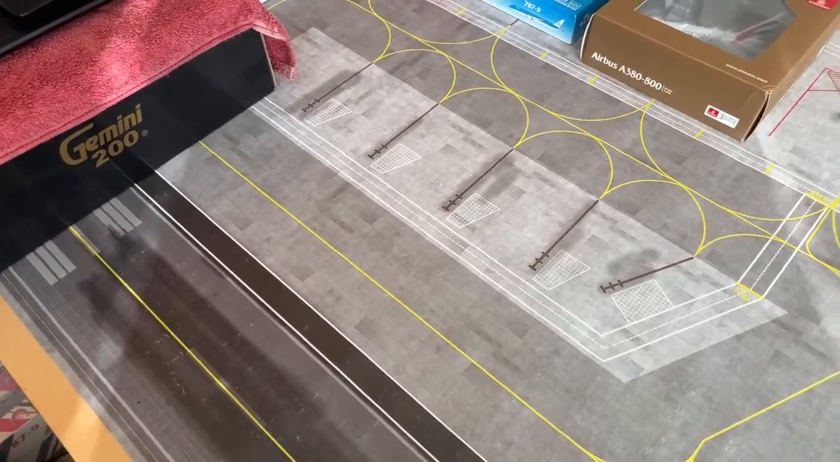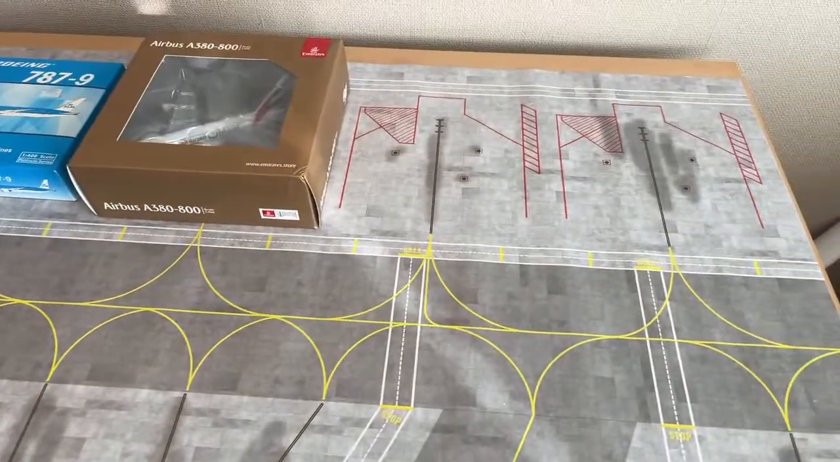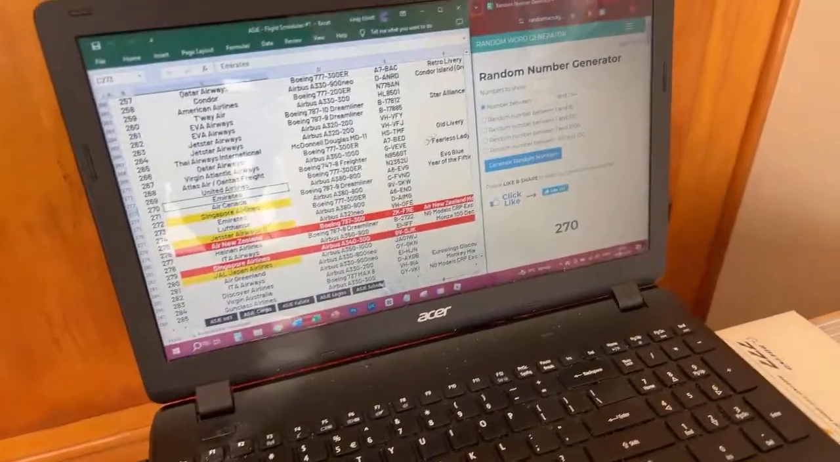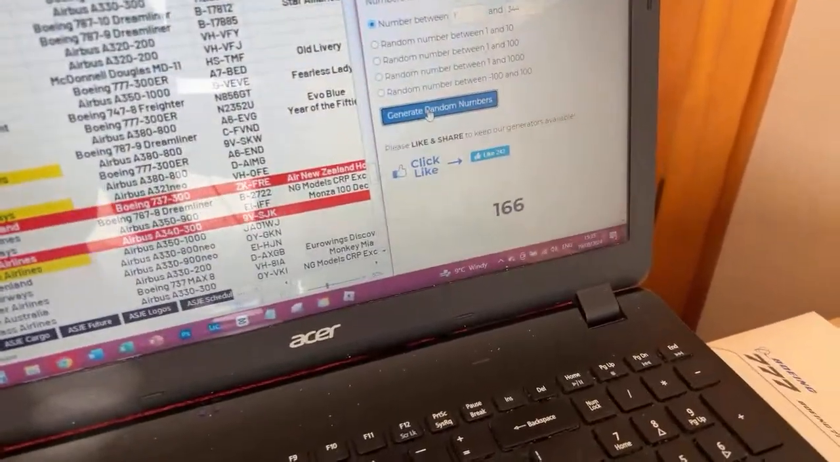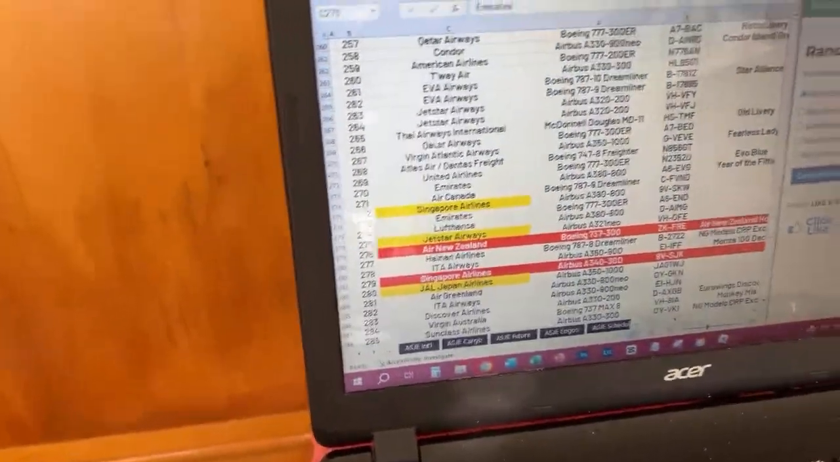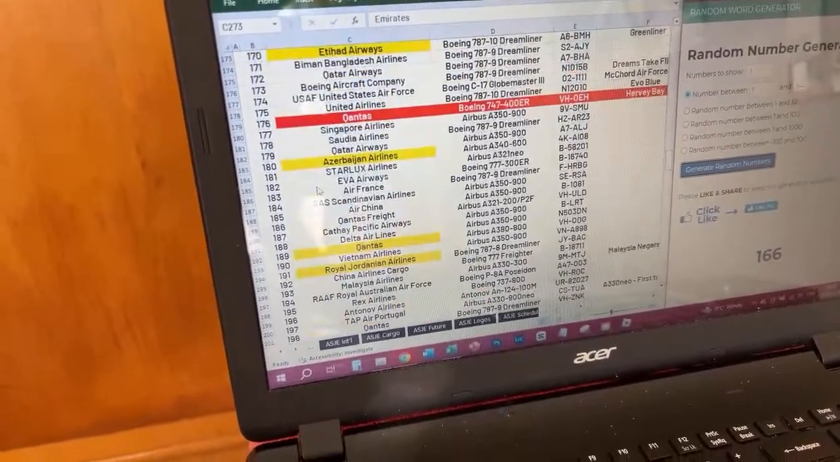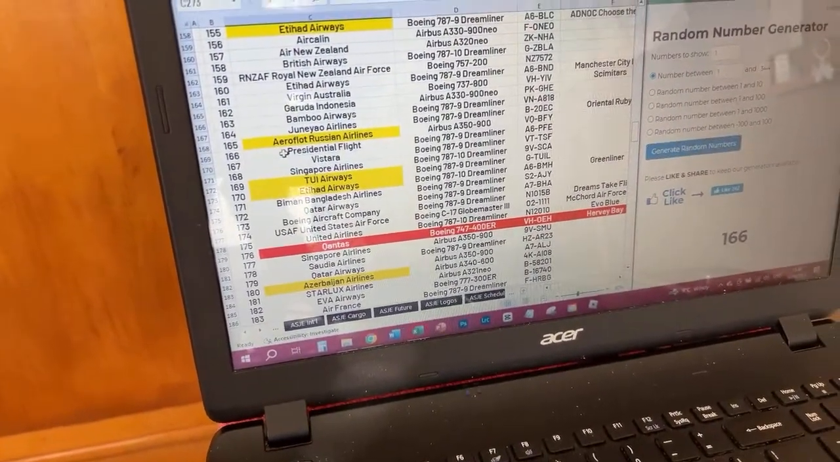But anyway, let's go ahead and check out the next two models that will be put out on the airport update. 166. So let's check these out. 166 is right here.